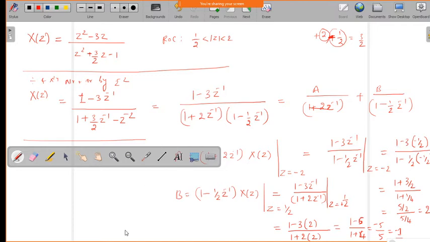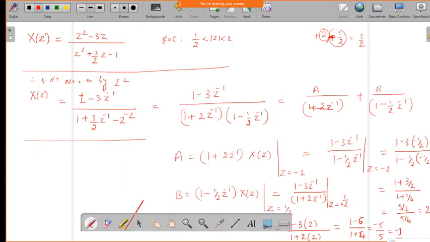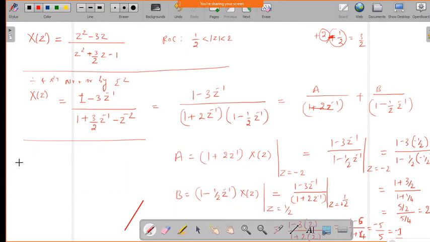Now write down the X of z expression. We have found the value of a as 2, so X of z is 2 by (1 plus 2 into z inverse), plus the value of b is minus 1, so minus 1 by (1 minus half into z inverse). Now we have to take the inverse z transform.